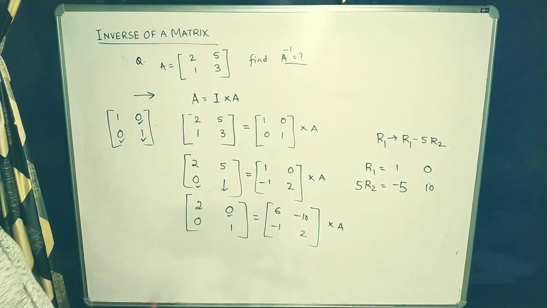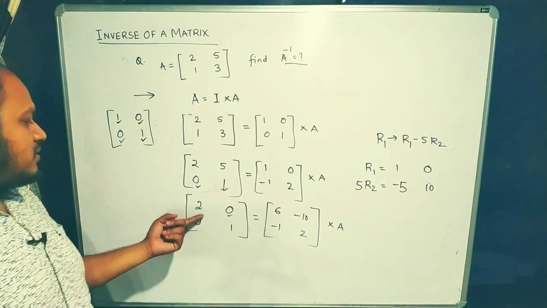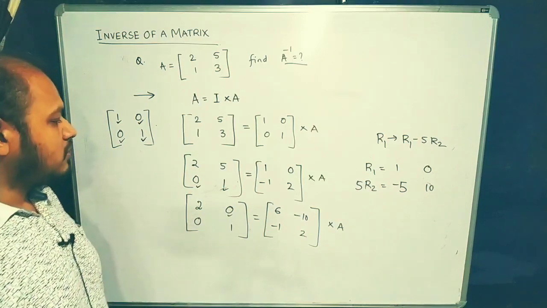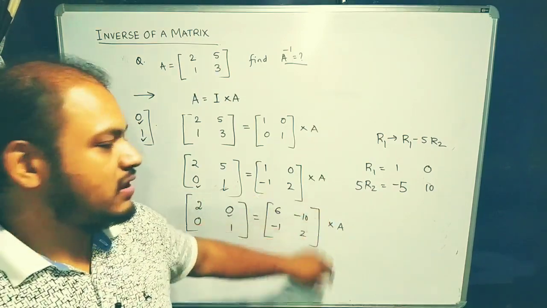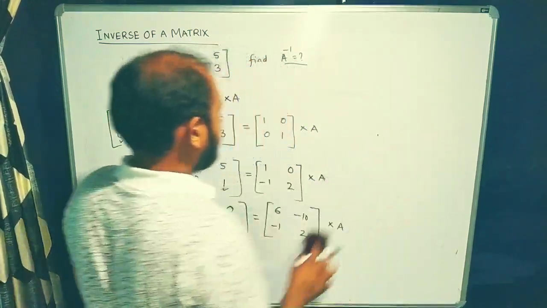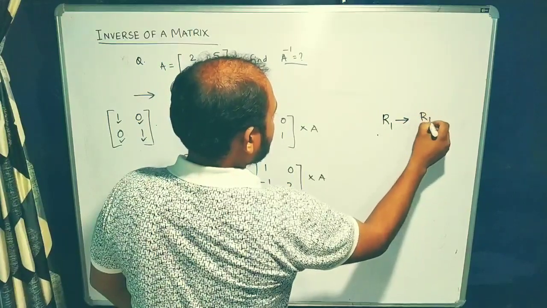The last element that is remaining is 1. So we should make this 2 equal to 1. How can we do that? How can we change the number 2 to 1? Yes, by dividing this entire row by the number 2. So the operation of choice now is that R1 changes to R1 by 2.